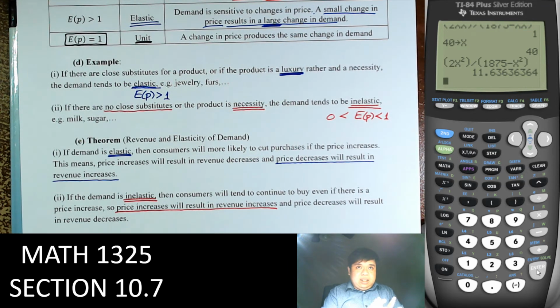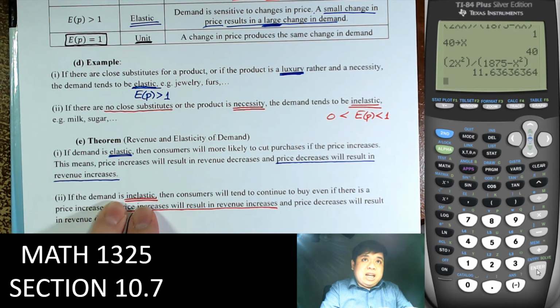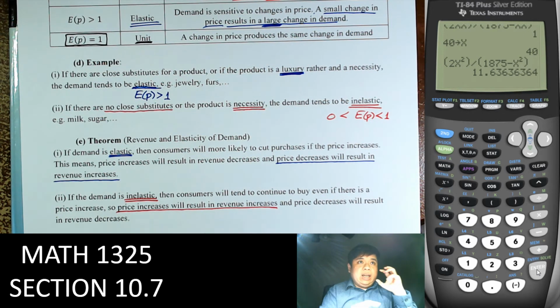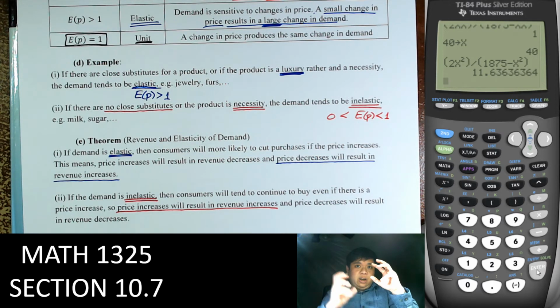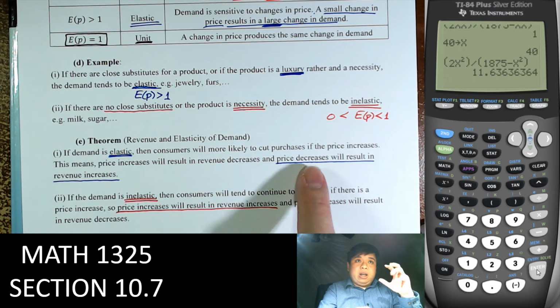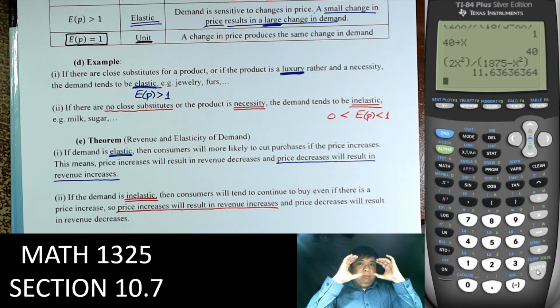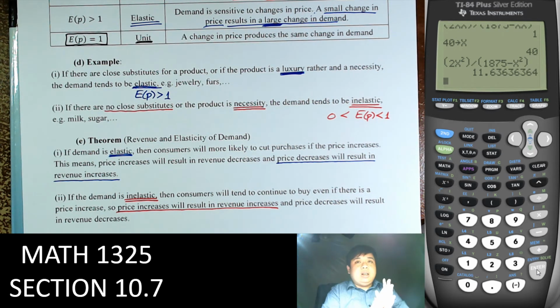If it is elastic, the price should decrease if we want the revenue to increase. If it is inelastic, the price should increase if we want the revenue to increase. So inelastic, increase the price; elastic, decrease the price. So if we want bigger revenue, elastic, decrease the price; inelastic, increase the price. If it is unit elasticity, that will be the perfect place to be. So we don't need to increase or decrease the price, because that will generate the most revenue.